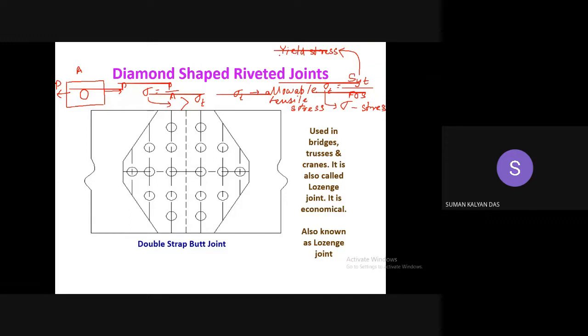Now, if I may ask the class, how is yield stress obtained for a particular material? Experimentally. Which type of experiment? Axial tensile loading test. Which machine does that? Universal testing machine, UTM.